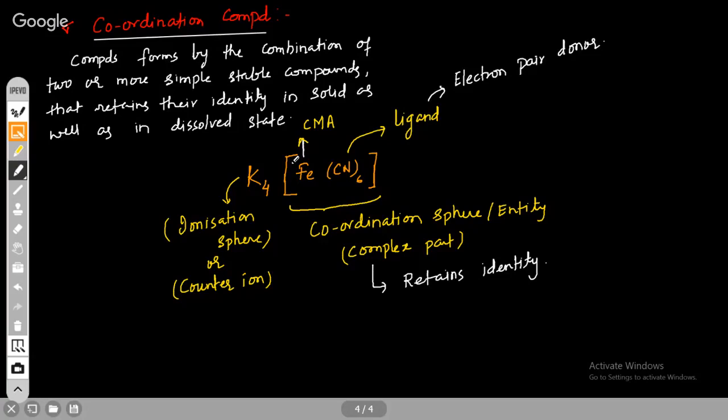For that, the metal must have a vacant orbital. If the metal does not have a vacant orbital, it won't be able to accept the electron pair donated by the ligands, and hence the bond won't form. That is why we say that coordination compounds are mainly formed by transition elements, d block elements. Write it down. Why transition? Because in d block elements there are vacant d orbitals. In those vacant d orbitals of the metal, the ligand can donate its pair of electrons and the bond forms.